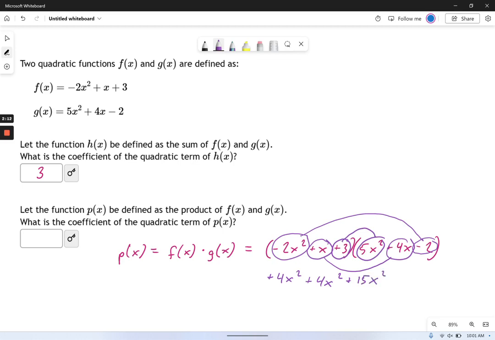So when you add these together, you get, let's see, 4 plus 4 is 8, plus 15, 23. So that's going to be 23x squared. Now, obviously there's more. There's all sorts of x's and x cubed and x to the 4ths and so on. But I don't care about any of them.